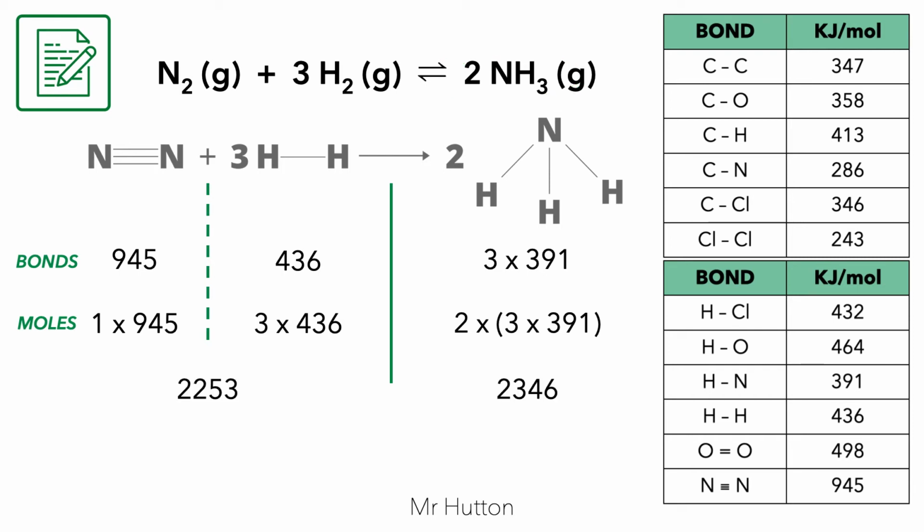So in the reactants, the bond values are 2,253, and then in our products, the bond values total up to 2,346. The next step is just a simple calculation. You minus the products away from the reactants, so 2,253 minus 2,346 gives us minus 93 kilojoules per mole.